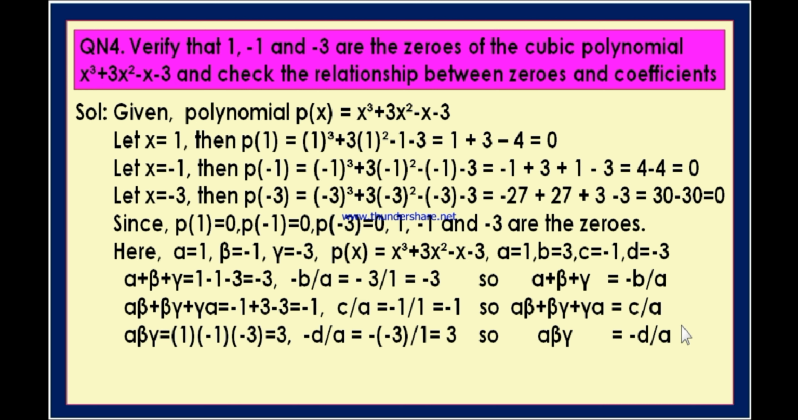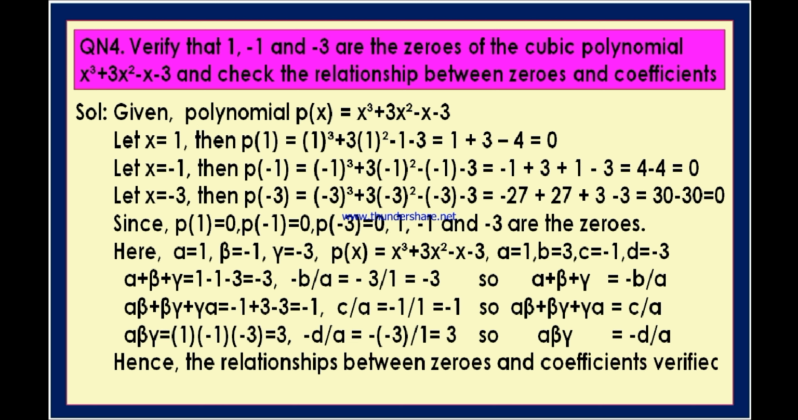These are the three relationships. Whenever you are given a cubic polynomial, these are the three relationships between the zeros alpha, beta, gamma and the coefficients a, b, c, d of the cubic polynomial. You verified all these values and found them correct. Therefore, the relationships between the zeros and the coefficients are verified.